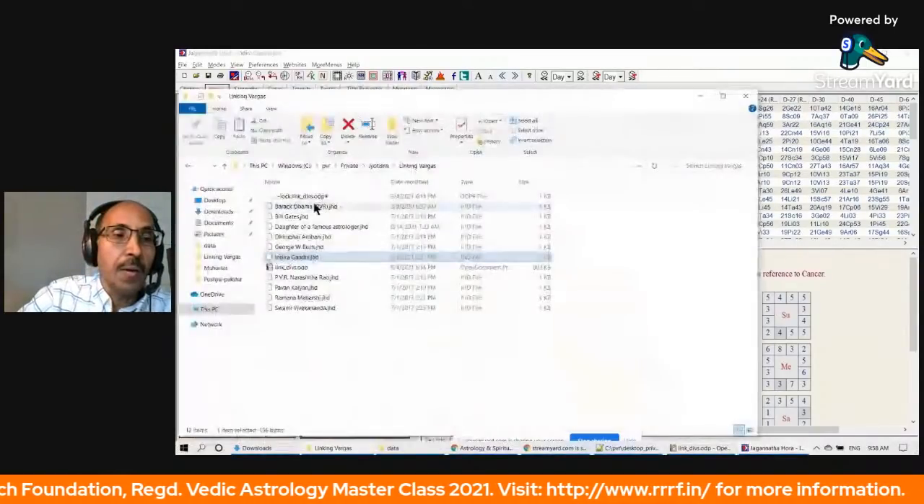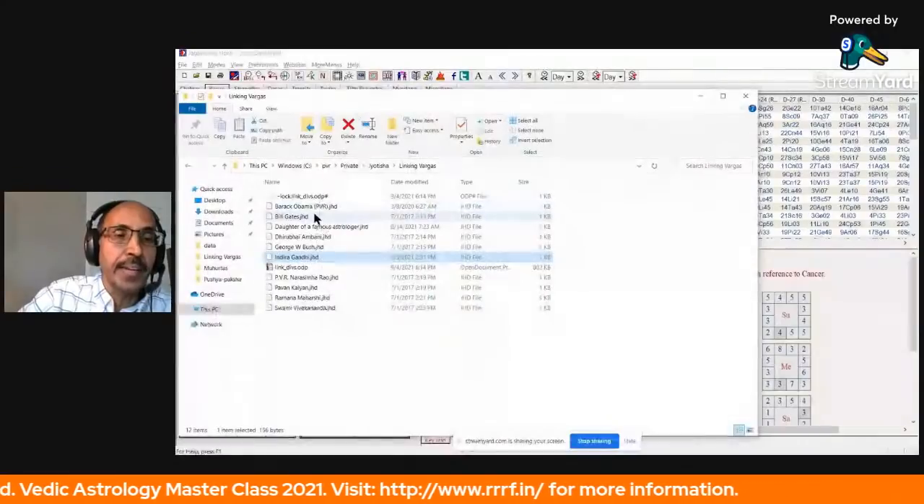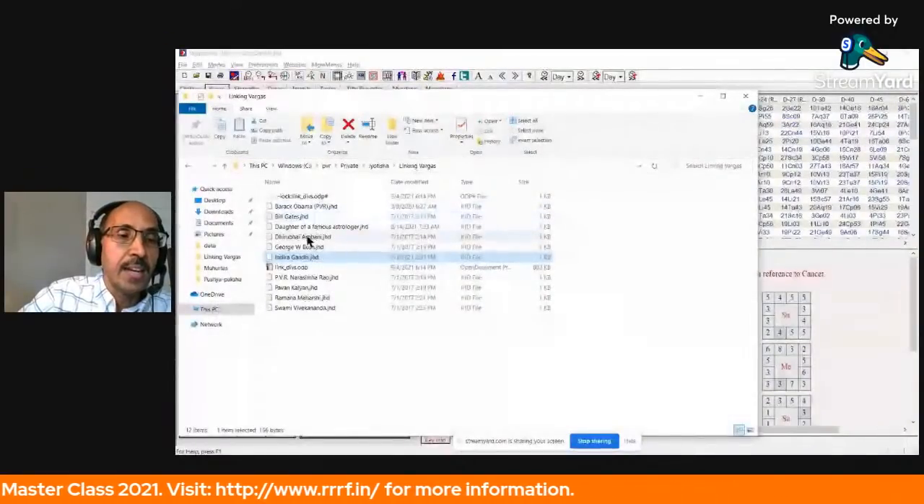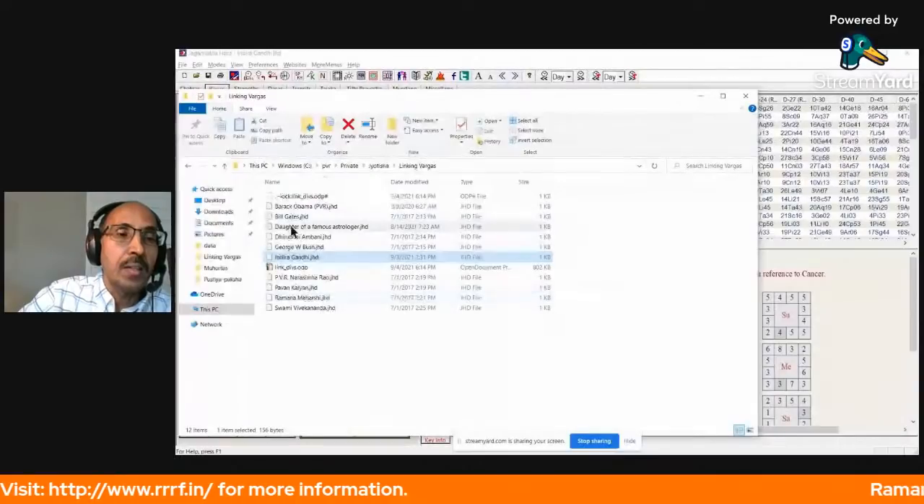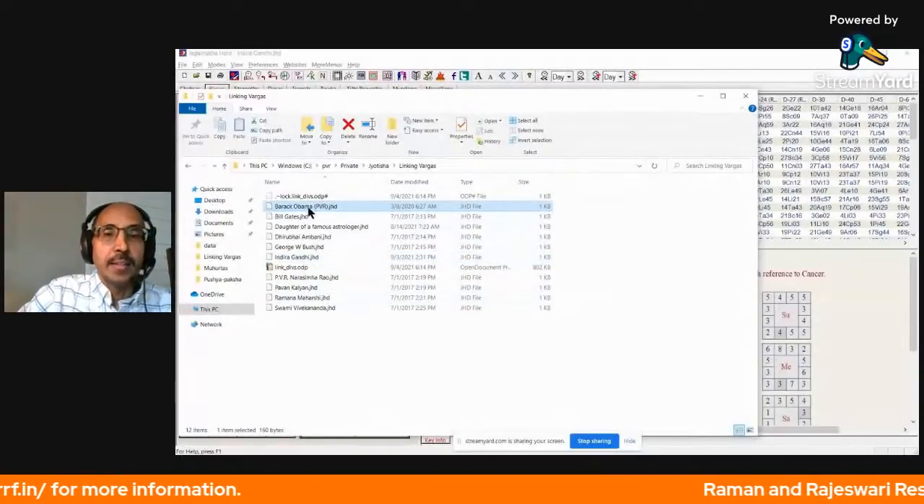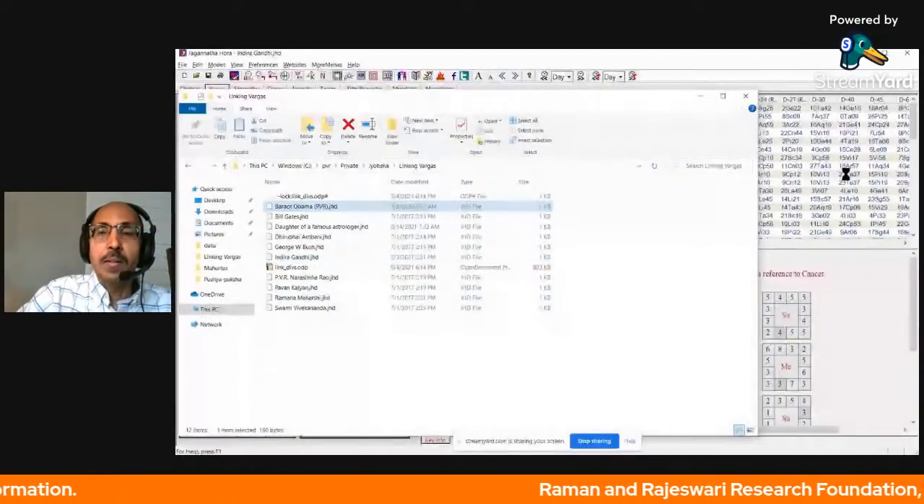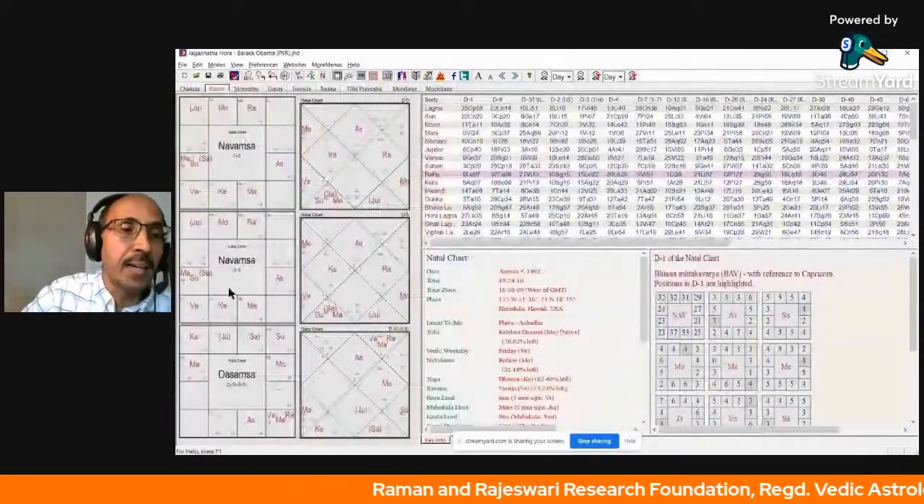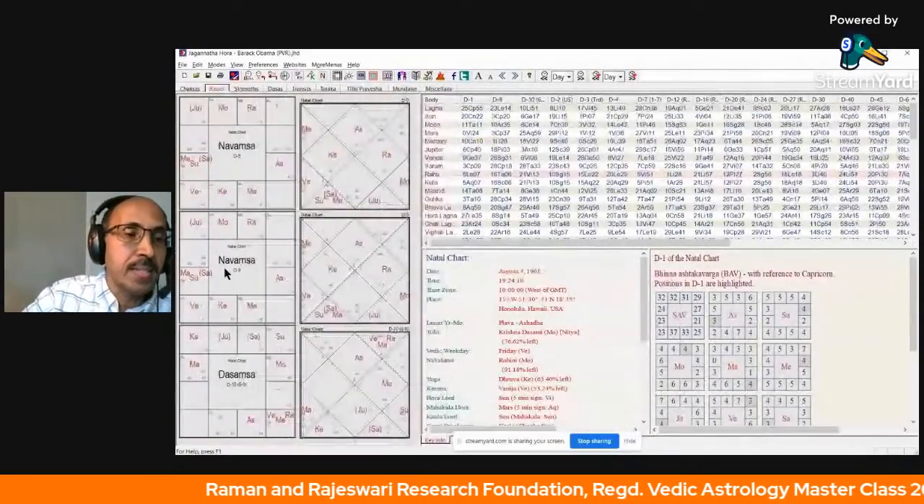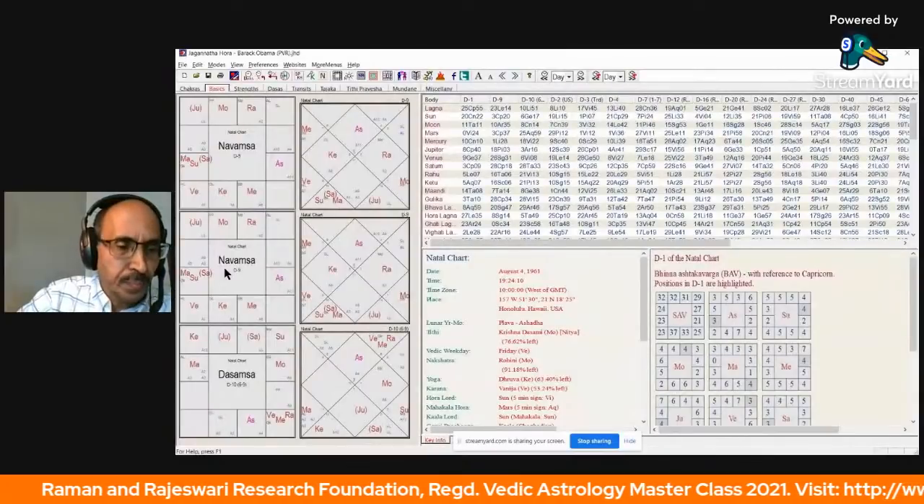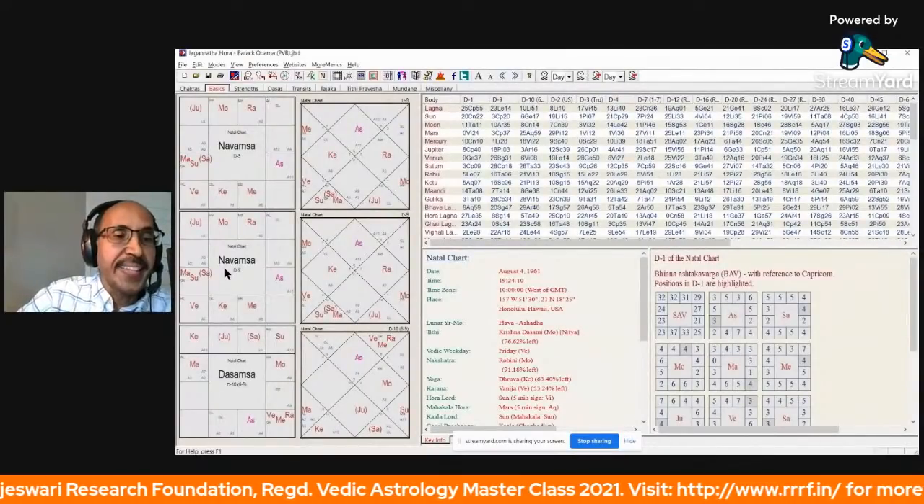And I will see one last example and then we can go to questions and answers. Let us look at the former US President Barack Obama. I wanted to see his chart.